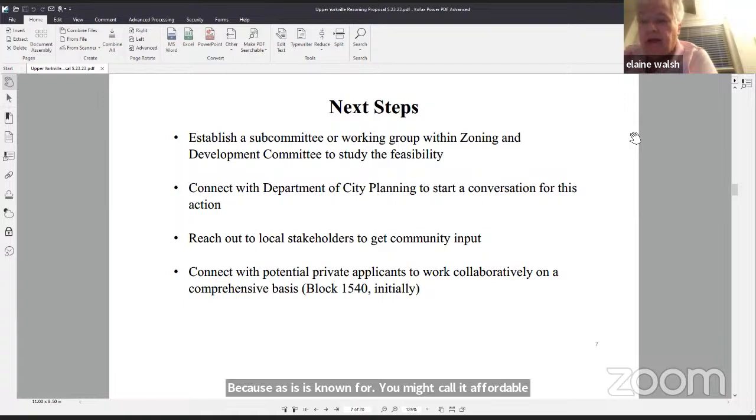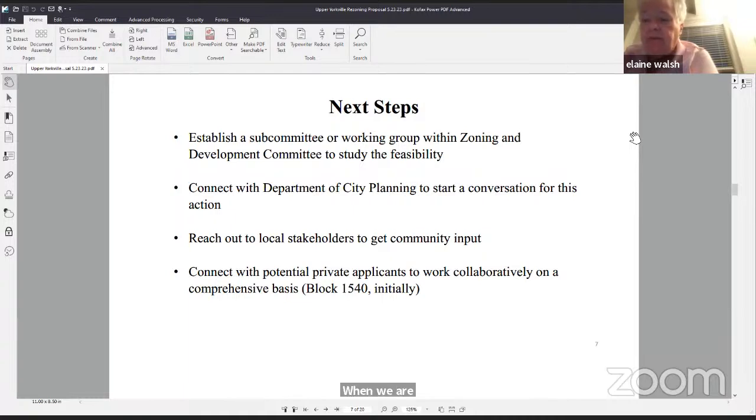Everything is not affordable housing, because as Elizabeth is known for, you might call it affordable, but can you live here? And we are becoming outpriced in the purchase of daily needs. I just saw today, grapes go up $3 a pound. Is that the holiday rate? I don't know. But we need to look at being contextual when we are building, that we can afford to have stores that meet the needs of the community.